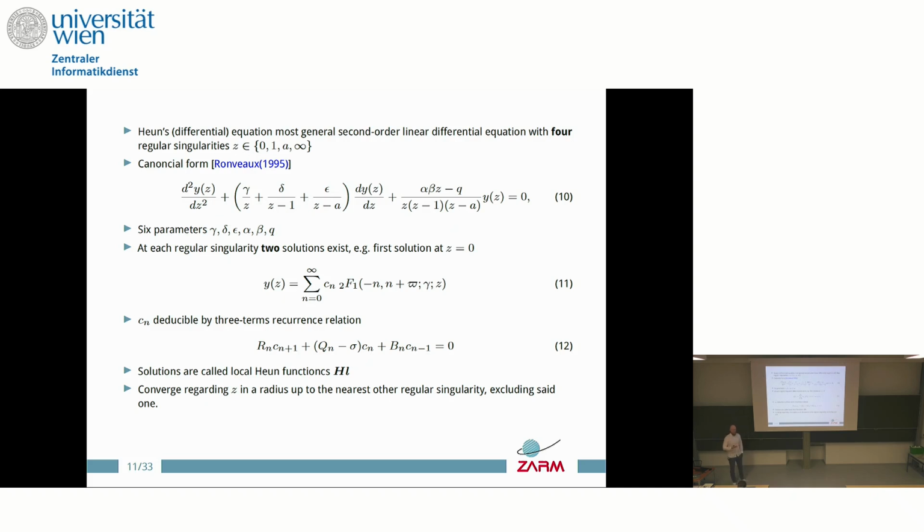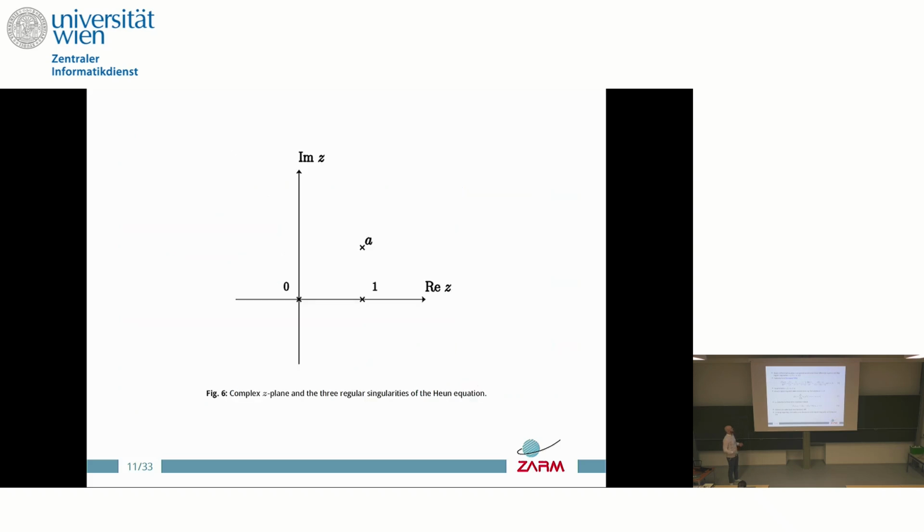What in principle is now being constructed is a so-called local Heun function, HL. And it has the property that it's only converging in a circular radius up to the nearest other regular singularity. So this is already a lot of information. Let me visualize it.